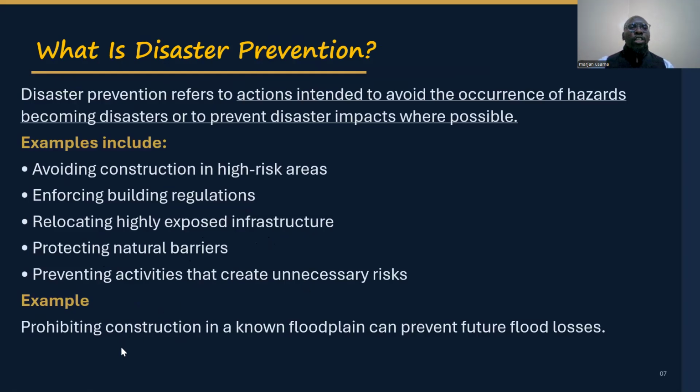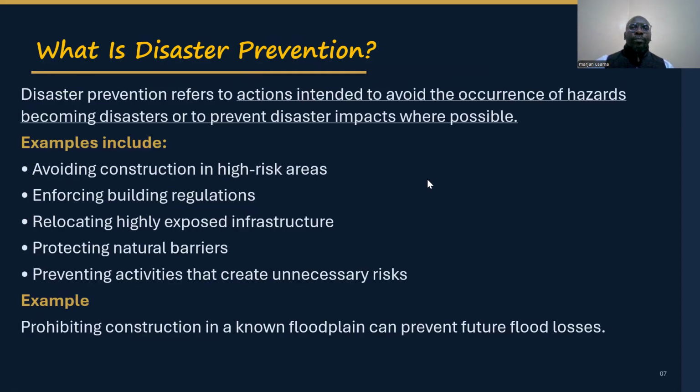So a good example is prohibiting construction in a floodplain can prevent future flood losses. For example, the government can say, nobody is allowed to build 100 or 500 meters from the rivers, from the lakes. Nobody should be allowed. So if the government finds you building there, what is going to happen? You are going to be fined, you are going to be taken to a court of law.